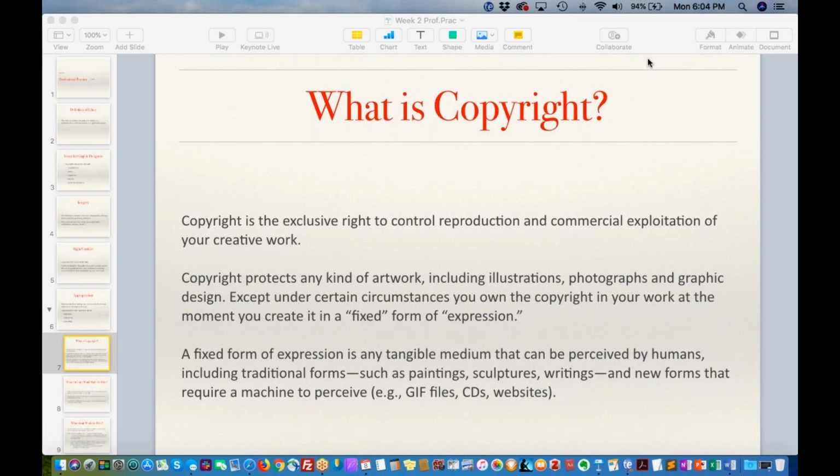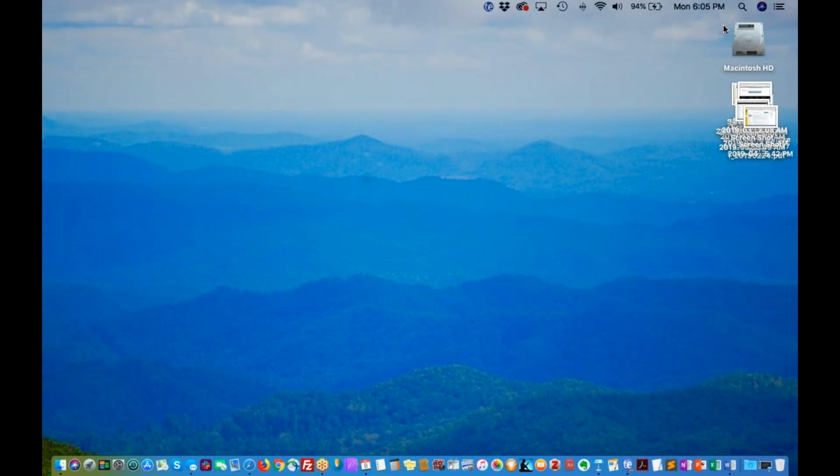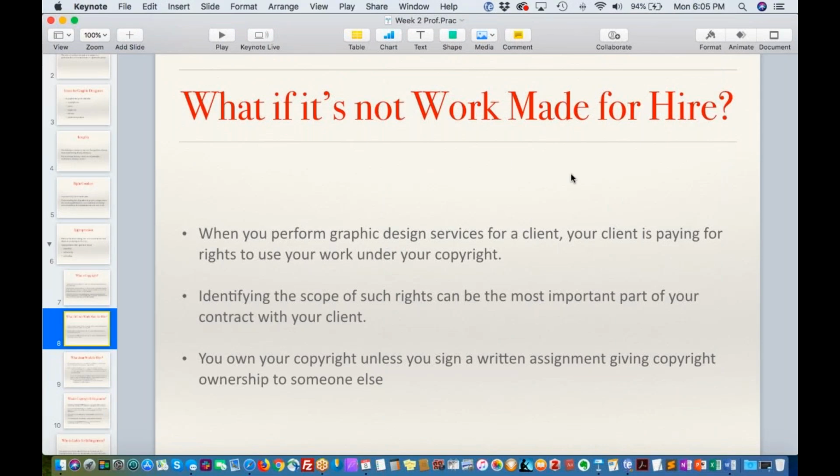So understanding copyright and how to protect your work is really super important. What if it's not work made for hire, and you're creating something for your client? It depends on what's in the terms of your contract. If you're doing some layout, or video editing, your client is paying for the rights to use your work under your copyright. So understanding that is important.